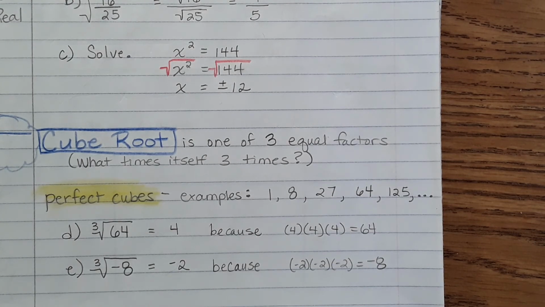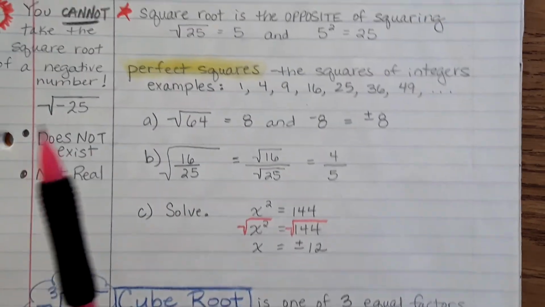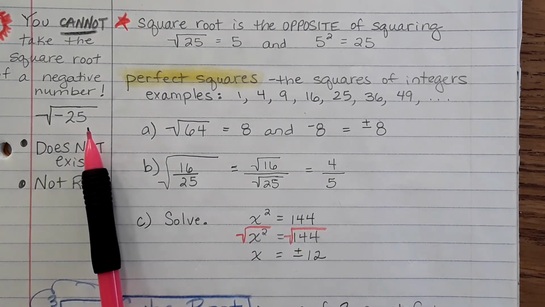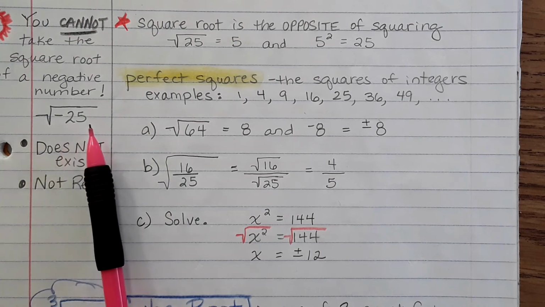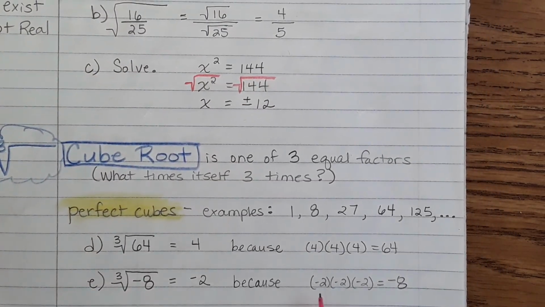It's important to note that you can have the cubed root of a negative number, but you can never have the square root of a negative number. Because in a square root, you're only multiplying the number times itself. And in a cubed root, you're multiplying that factor 3 times.